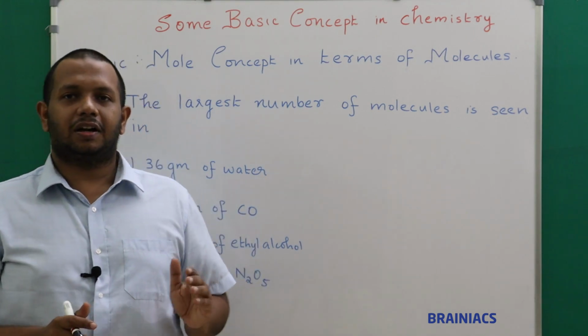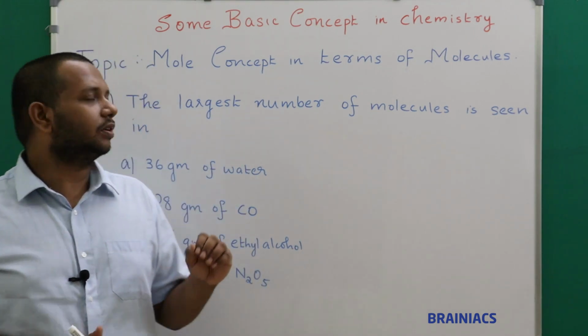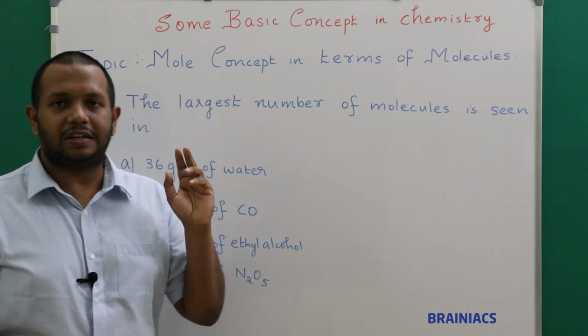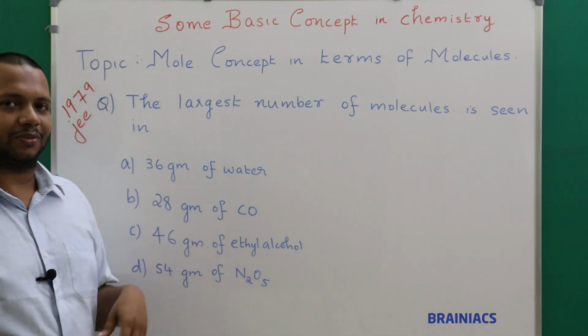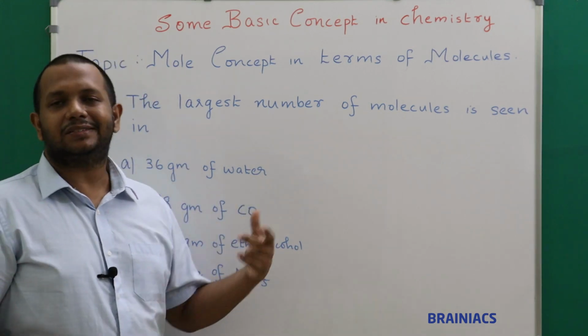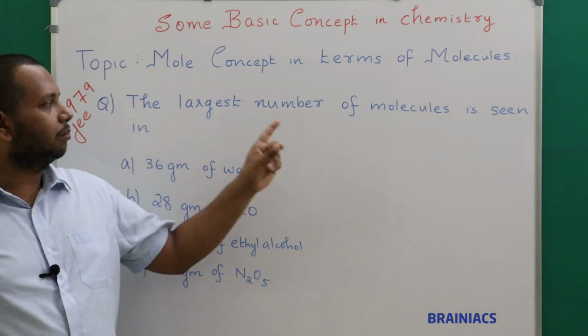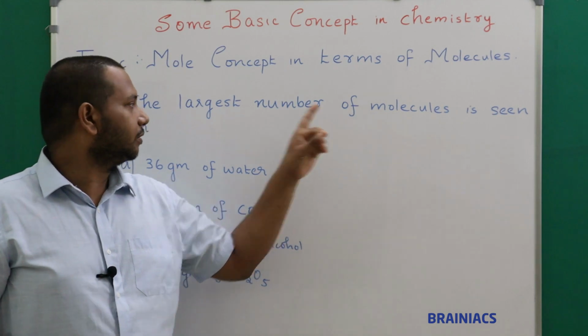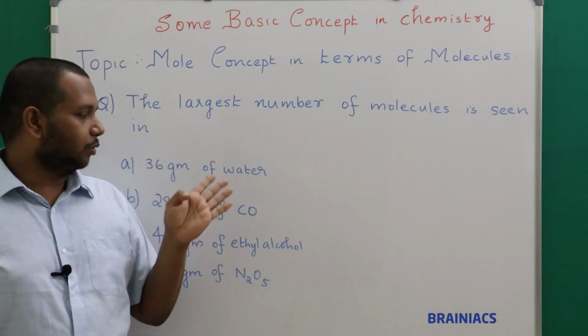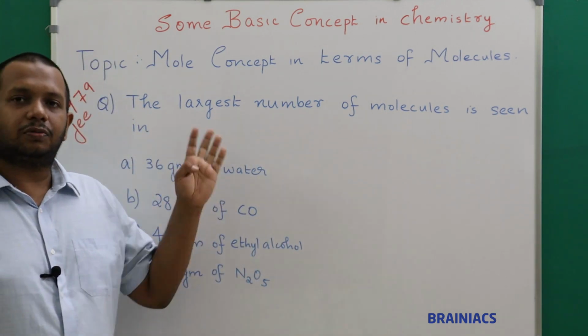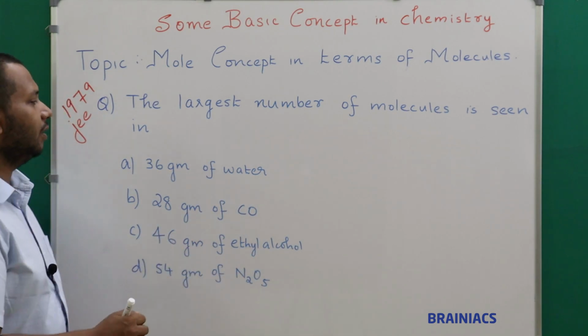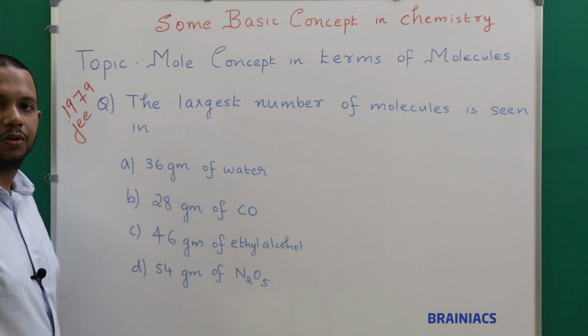So students, we will do that question. This question came for JEE in 1979. Okay, it's an old question. I have taken it just for your understanding. Read the question: the largest number of molecules is seen in. You are given 4 options. In these 4 options, which one will have the largest number of molecules?